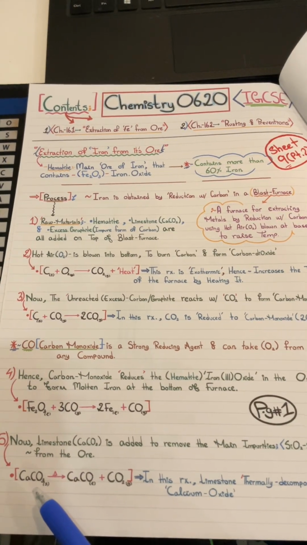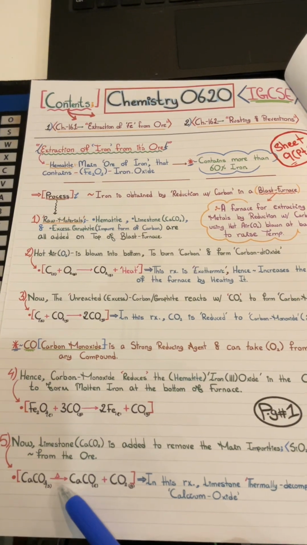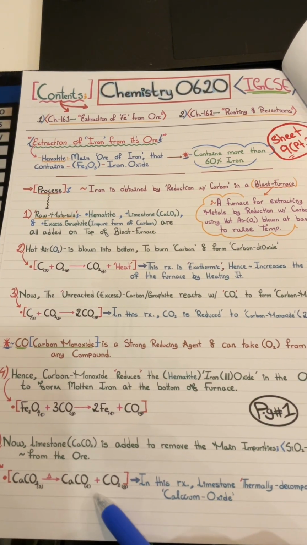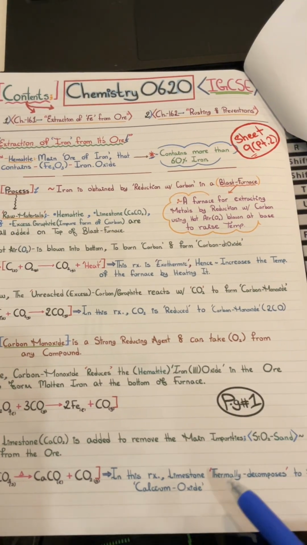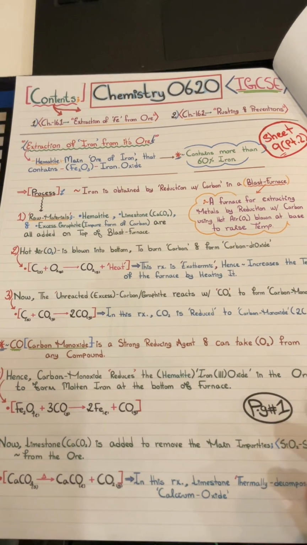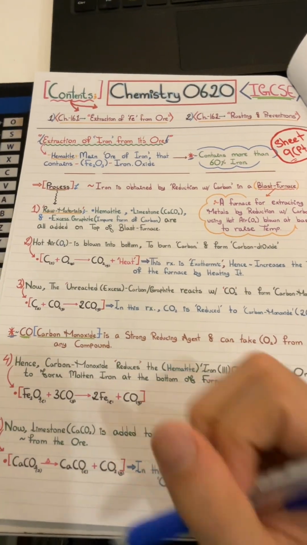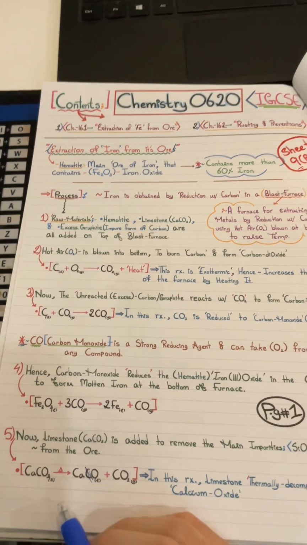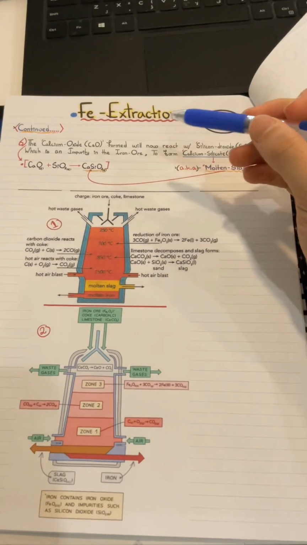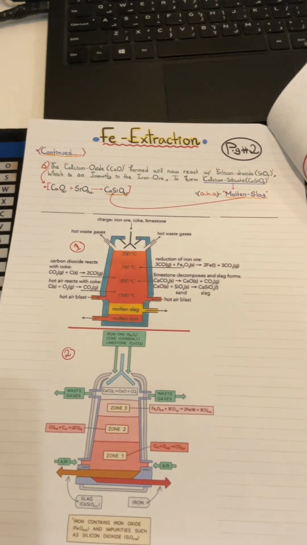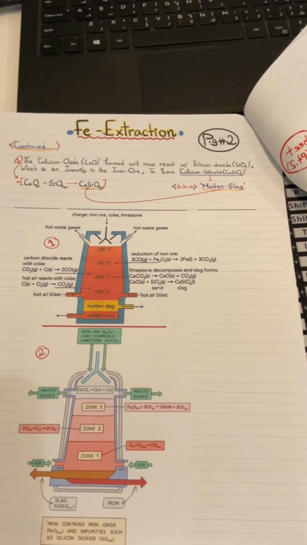So calcium carbonate will thermally decompose into calcium oxide and carbon dioxide, okay? Yeah, so calcium carbonate will thermally decompose into calcium oxide and carbon dioxide. Why? To remove the impurities. After that, what has happened? The calcium carbonate thermally decomposed into calcium oxide and carbon dioxide.